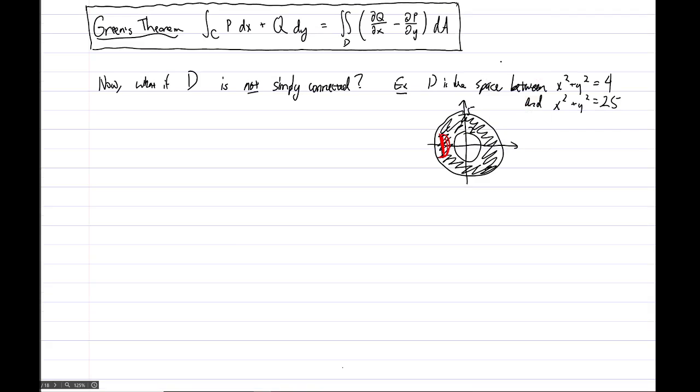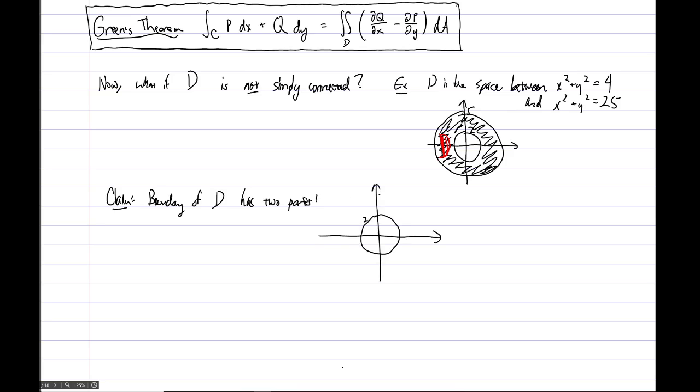Let's make the following claim: the boundary of D has two parts. The boundary means right on the border. So what are the two parts? Well, if we were to draw those, it would look like this. There's a circle of radius 2, let's draw the 2 closer to the axis, and then there's a circle of radius 5.